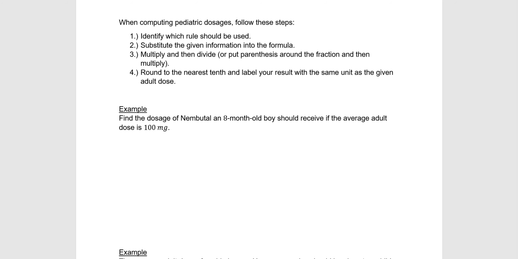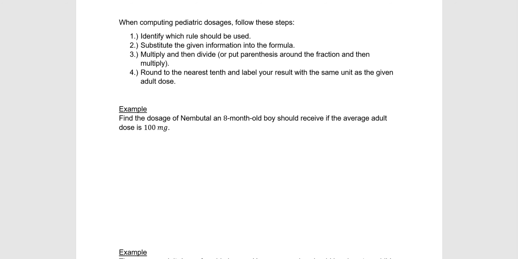So before we get into some examples, let's go over the steps that we're going to be doing when doing these examples. First step is identify which rule should be used, and then you can just write that down. Second step, substitute the given information into the formula. Third step is going to be evaluate.